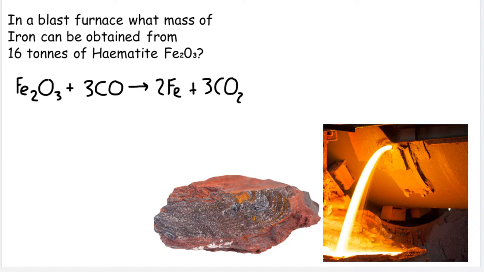So in a blast furnace, what mass of iron can be obtained from 16 tons of hematite, which is the ore where we find iron oxide? So Fe2O3. So if I have a 16 ton mass of Fe2O3, how could we obtain that? I'm going to give you the MRs and see if you can have a go at this one.